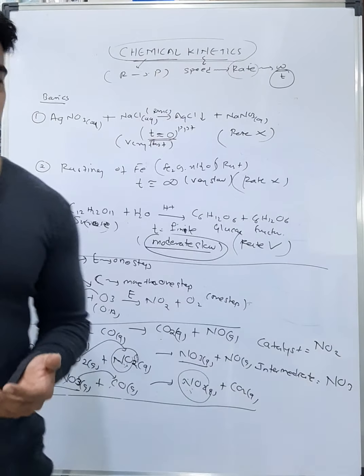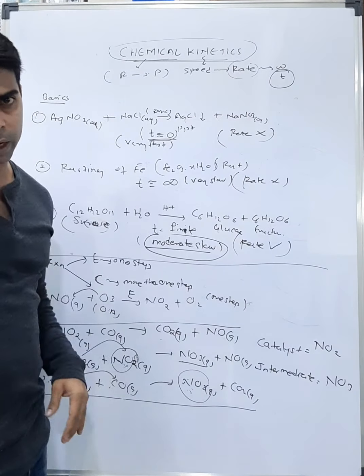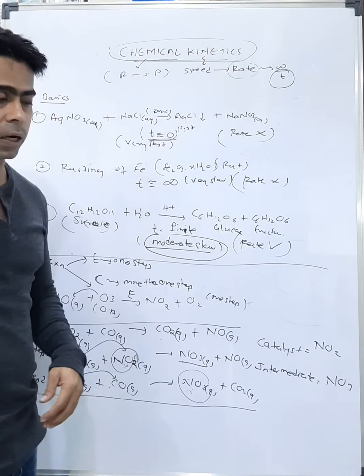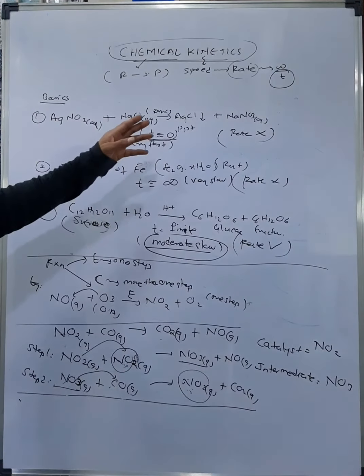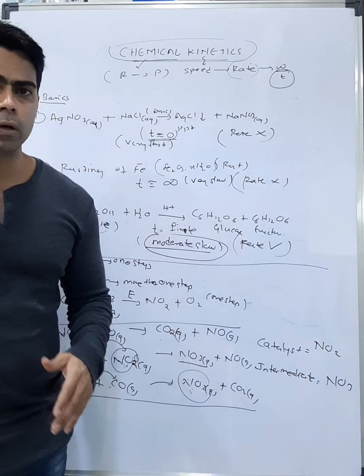Next we will move on to how we will evaluate the speed of a chemical reaction, that is the rate of the chemical reaction, on which the whole chapter is based. So we will build a formula with which we will try to calculate the speed of a particular chemical reaction.